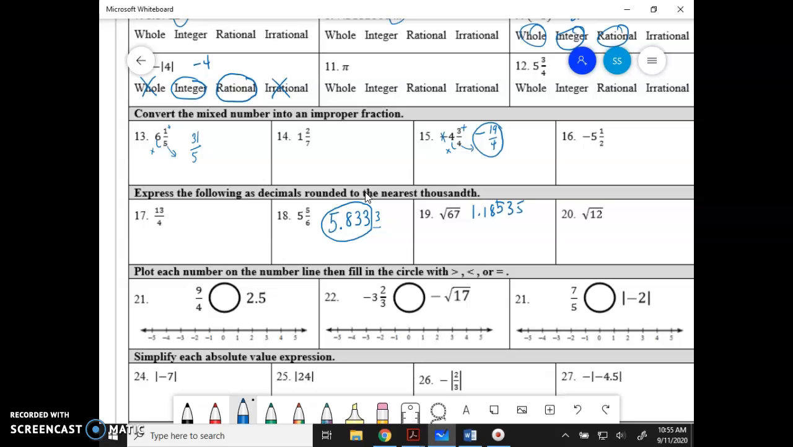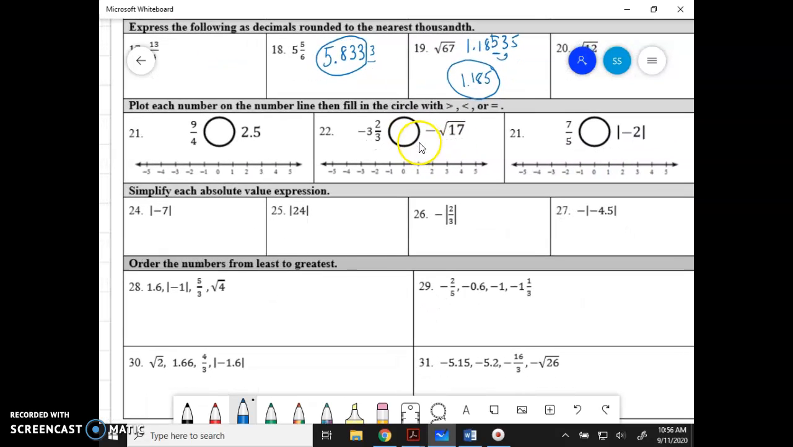8.18535. Okay, and so I need to round to the tenths, hundredths, thousandths place. So here's what I need to round. So I look to the number to the right. Is this 5 or above? I would round this to 6. But if it is 4 or lower, I'm just going to keep it the same. So the answer here is 8.185. Okay, you guys can try 20.